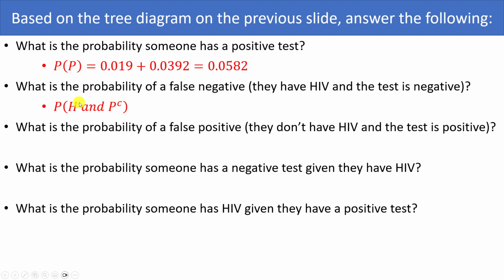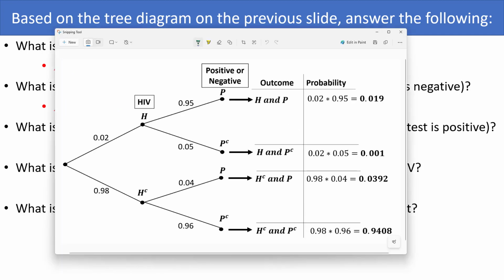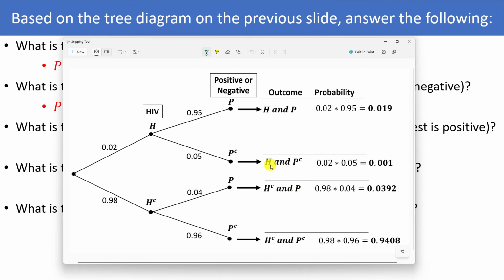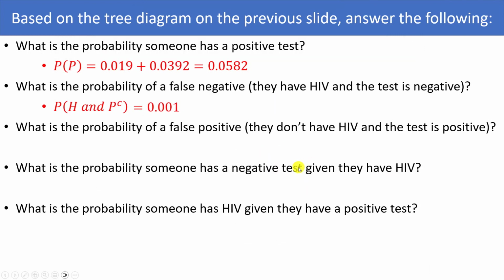That they have HIV and the test is negative. The test is negative is P complement. In this case, you don't really have to do any work if you've created your tree diagram and you understand all the values, right? Because the chance of H and P complement, that's one of the outcomes. H and P complement is 0.001. So that's all we have to do. We just have to find that number on our tree and write the number down.